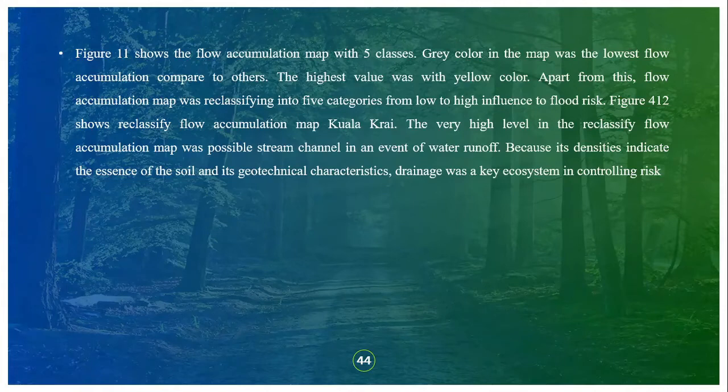Figure 12 shows the reclassified flow accumulation map of Kuala Krai. The very high level in the reclassified flow accumulation map was a possible stream channel in an event of water runoff. Because its densities indicate the essence of the soil and its geotechnical characteristic, drainage was a key element in controlling risk.